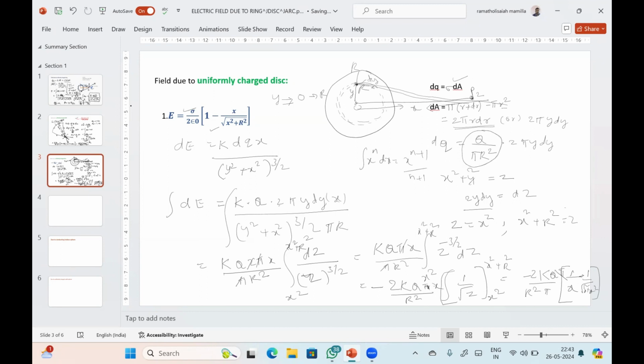So sigma by, and the k value is 1 by 4 pi epsilon naught. Then one pi is there here and one pi there. See, I will write it here in this box. Try to understand. So finally, the answer is like this.